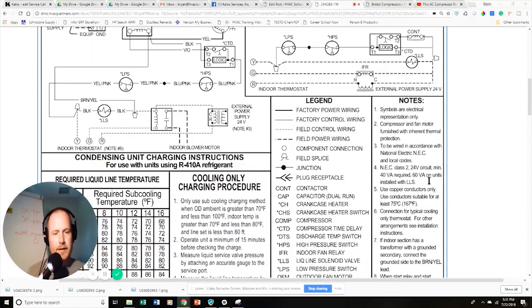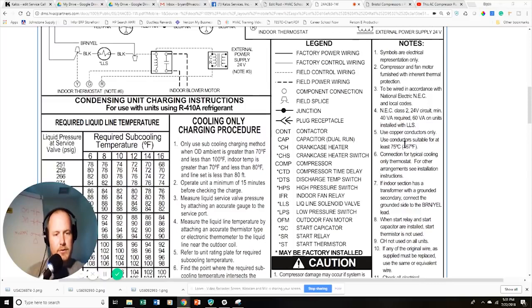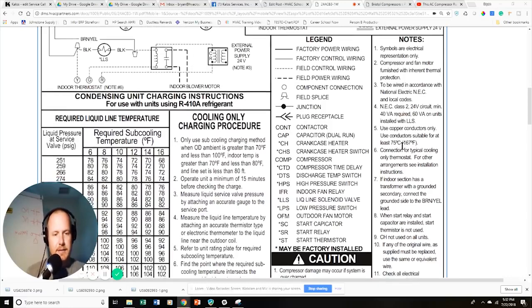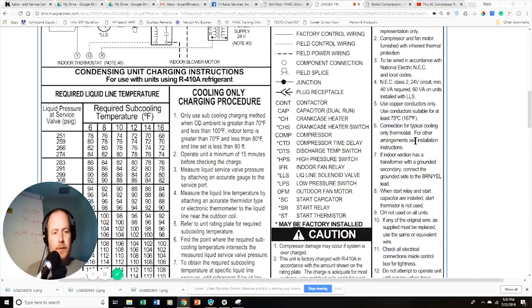Another thing to look at here is it's going to refer to the NEC. Everything you wire in needs to be in accordance with the NEC and local codes for anything that you're adding in. Use copper conductors only. Use conductors suitable for at least 75 degrees Celsius, which is interesting because that excludes Romex, or what we call Romex, NM, non-metallic cable. So technically we should not be using Romex to wire in this particular unit because that is only rated at 60 degrees Celsius. Connection for typical cooling only thermostat.